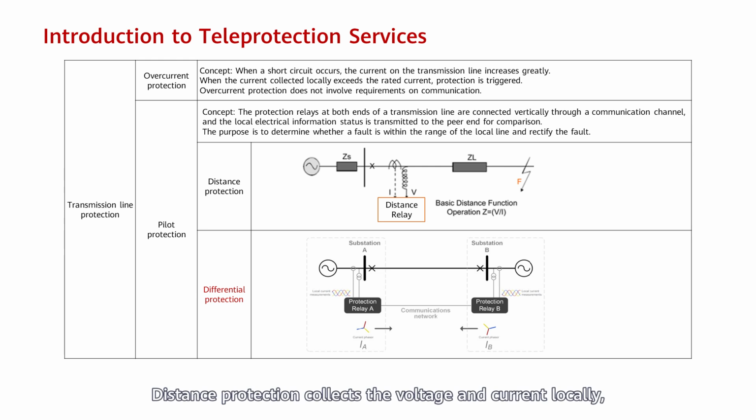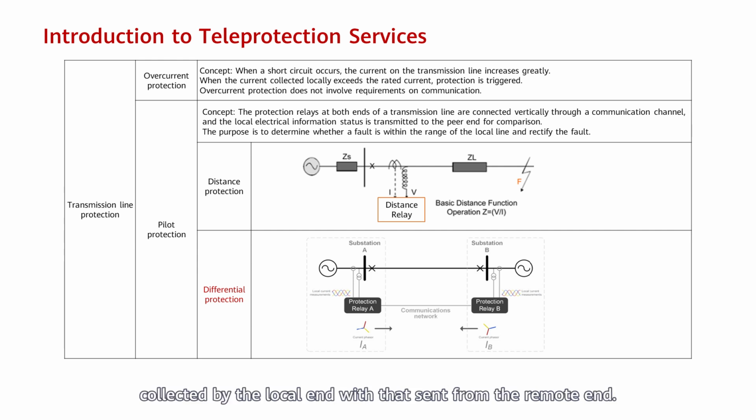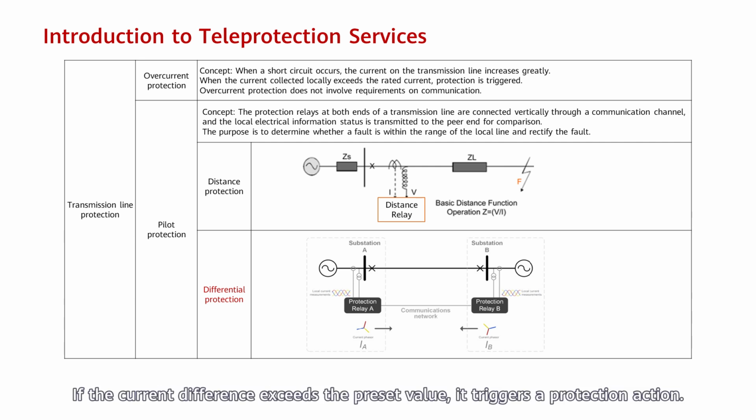Distance protection collects the voltage and the current locally, calculates the line impedance, determines the protection range, and transmits the logical judgment result, which is a Boolean value, to the peer end through the communication channel for line protection. Differential protection compares the current value collected by the local end with that sent from the remote end. If the current difference exceeds the preset value, it triggers a protection action.